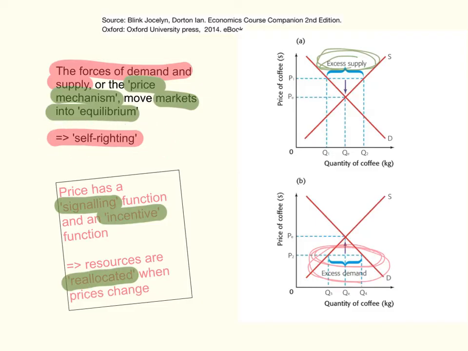Think of equilibrium as gravity. The conditions in the market will always gravitate. If left to move freely, they will always gravitate towards equilibrium.